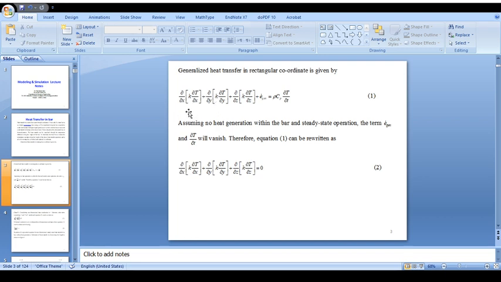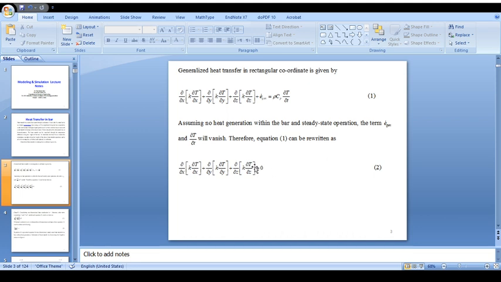This is the heat transfer term in the x direction, this is the y direction, this is the z direction. Heat generation means energy generated within the material per unit volume per unit time. Energy accumulation is the energy accumulated within the material per unit volume per unit time. To simplify this equation we have considered steady state heat transfer and no generation within the material. So the E dot generation and accumulation terms, these two terms will vanish.